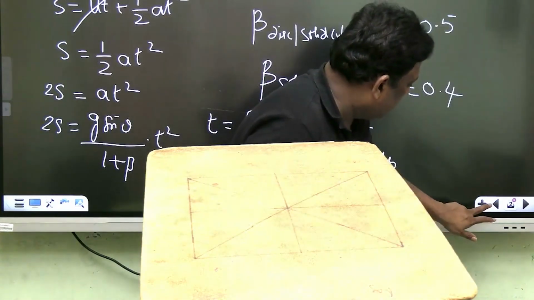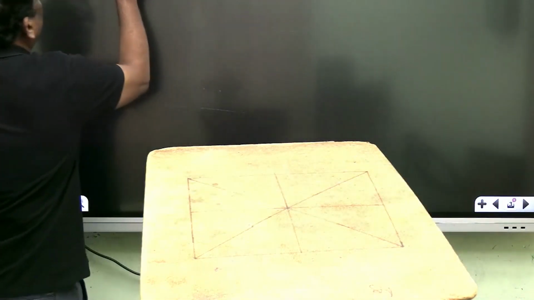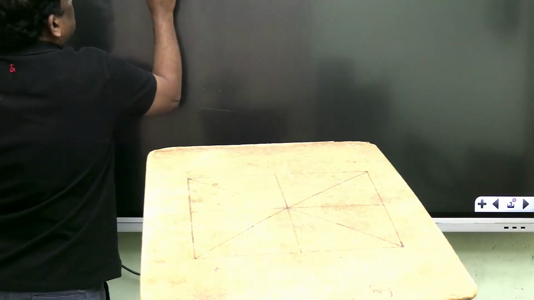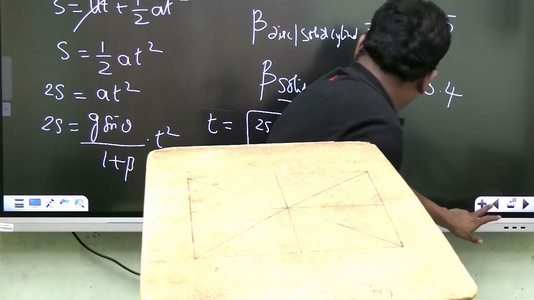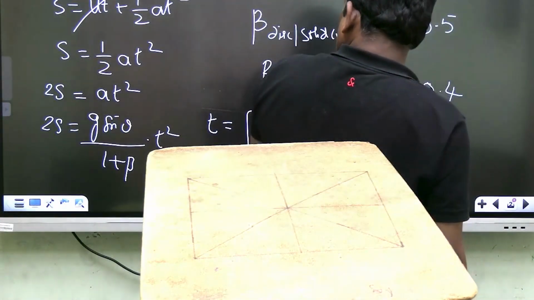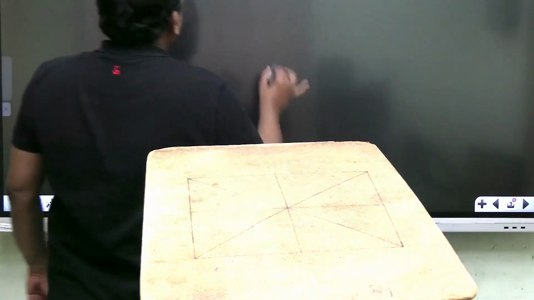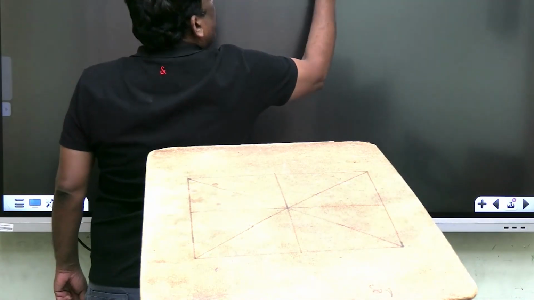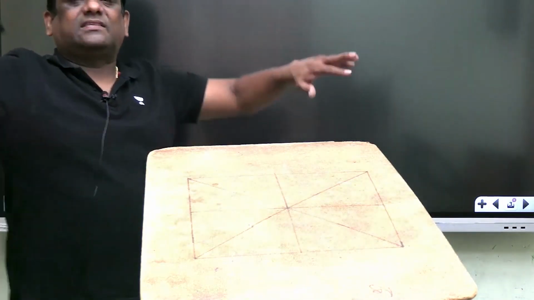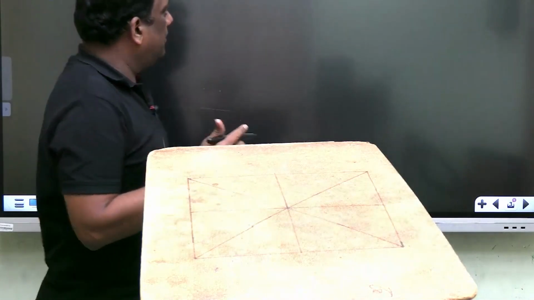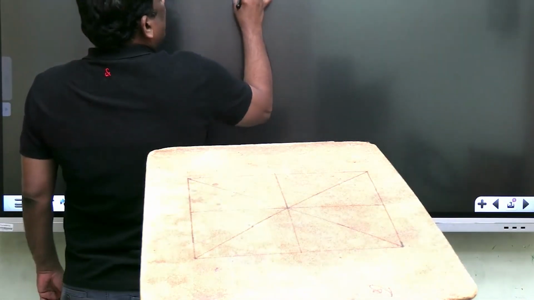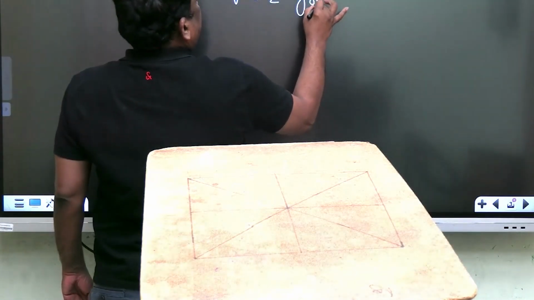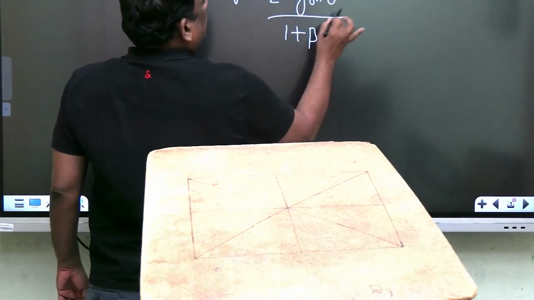So let us try to find out the velocity also. You know, acceleration is equal to g sine theta by 1 plus beta, if I am not wrong. Let me check. Yes, g sine theta by 1 plus beta. You know that v square minus u square is equal to 2as. These are valid for uniform acceleration, and here the acceleration is uniform. Initial velocity is 0, so v square is equal to 2a s, where a is g sine theta by 1 plus beta.